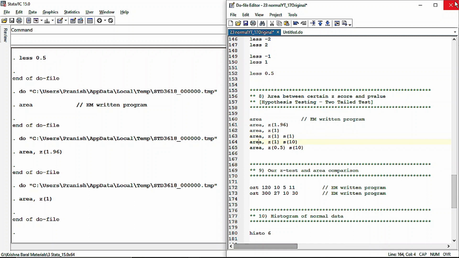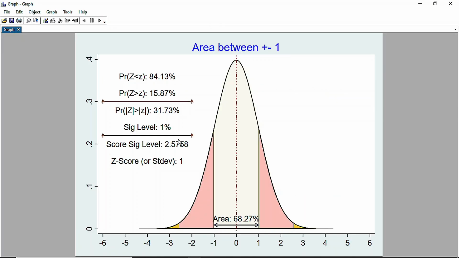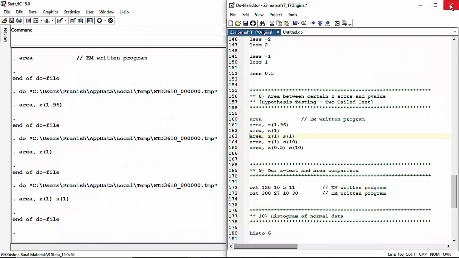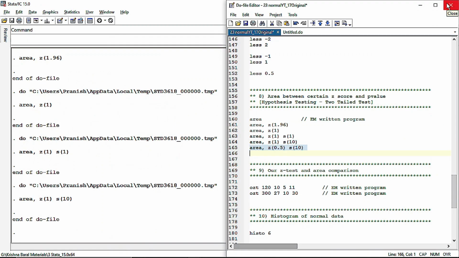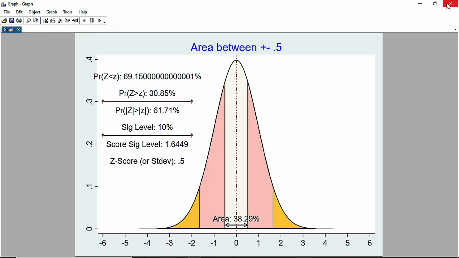Similarly, we can manipulate the significance level. Let us see, the significance level is 1, so this is divided into two parts, 0.5 and 0.5 on each side. Similarly, we can increase the significance level to 10, that is 10%, so 5% of the area on the left and 5% of the area on the right. Similarly, for the Z score 0.5 and significance level 10, the graph looks like this.